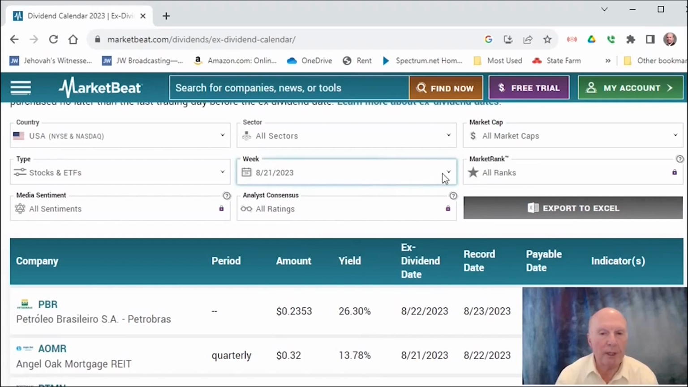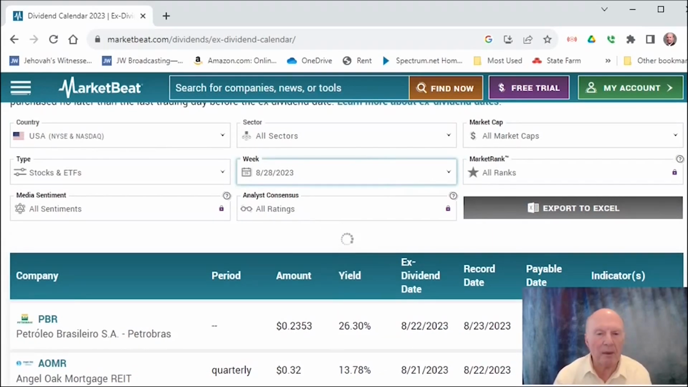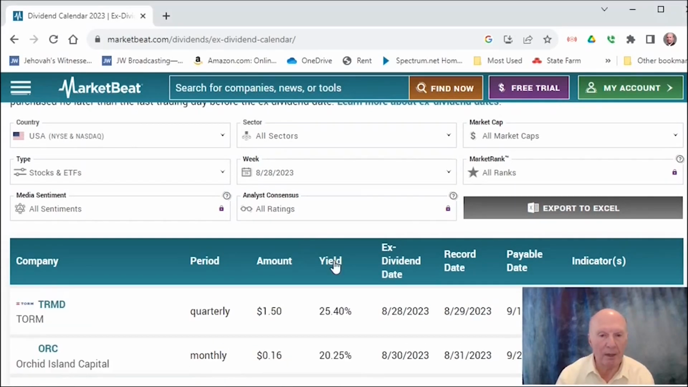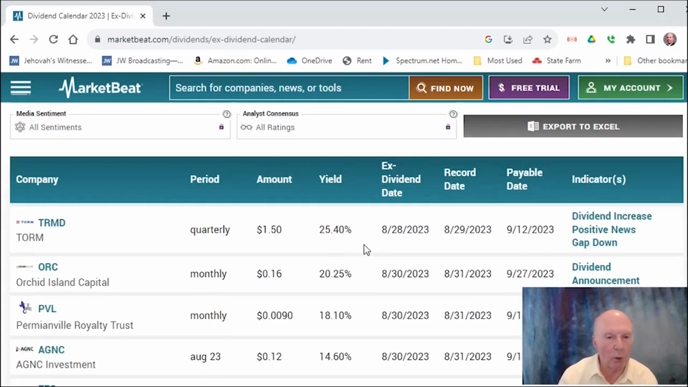If we look at next week, if I can get it to work, here we go. So we'll look at the 28th. So now it's bringing in stocks that are going to have ex-dividend date next week. So if I hit yield and then hit it again, so now I'm looking at stocks. Now here is a quarterly or a monthly stock, ORC, 20.25%. It goes ex-dividend next week.